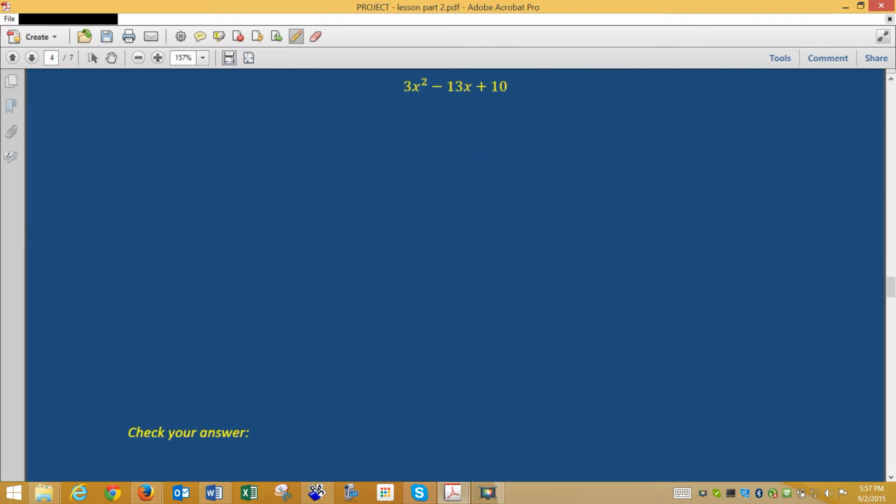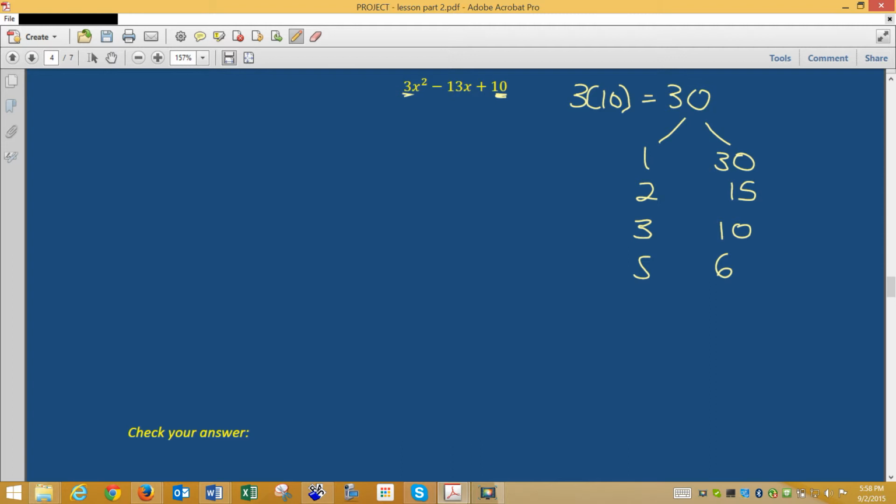Okay, so again, we have to take this first number and the last number, multiply them together. And now we can factor the 30. So factors are 1 and 30. 2 and 15. 3 times 10 is 30. 5 times 6 is 30. Okay. And we need to find the pair that adds or subtracts to negative 13.